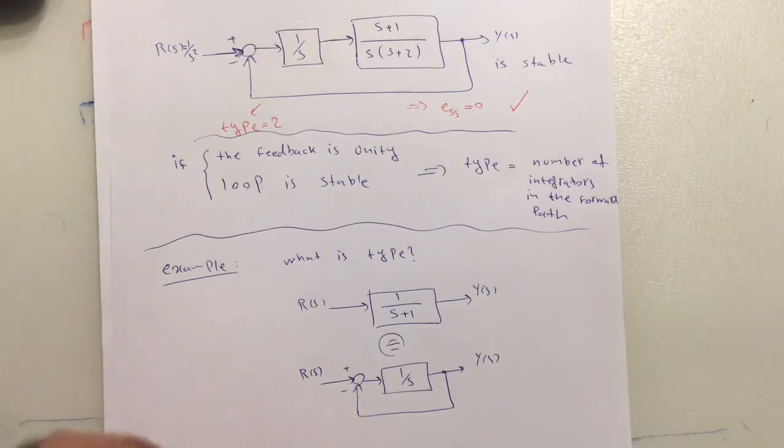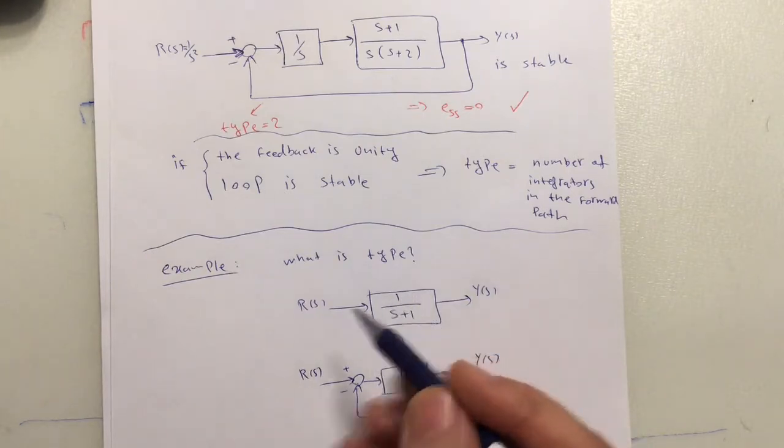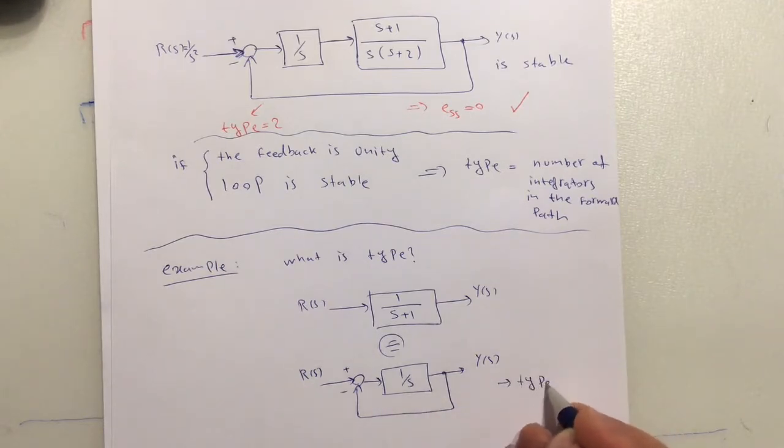Basically, the transfer function from R to Y in this example is 1 over S plus 1, which means that these two block diagrams are equivalent. Because this one is 1 over S divided by 1 plus 1 over S, which is actually 1 over S plus 1. And when you have it in this format, because the forward path has one integrator, therefore type is 1. So from this representation, you can say that type is 1.